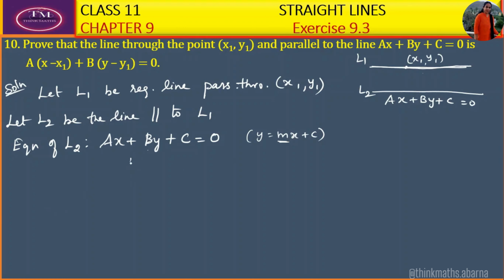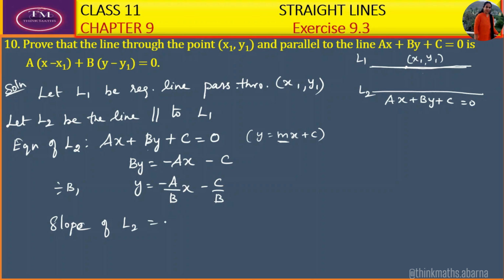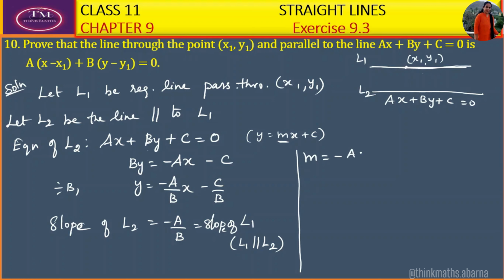Okay. Now keep the y term here and take all those terms to the right hand side. So it will become minus ax minus c. Now dividing by b, y will be equal to minus a by b x minus c by b. That means slope of L2 is equal to minus a by b, which is equal to slope of L1 because L1 is parallel to L2. Their slopes will be equal. So that means m is equal to minus a by b.